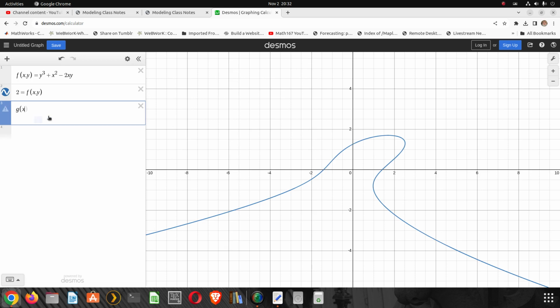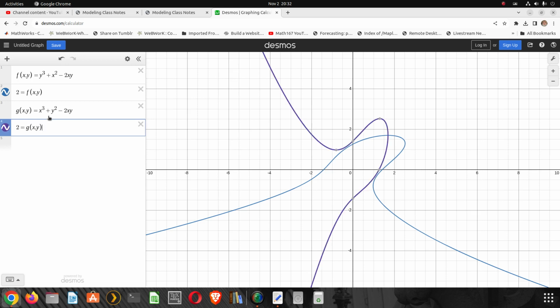If we reverse the x and y, making this x cubed plus y squared minus 2xy, and then we make 2 equal g of x, y, you see that you actually get the inverse function. Good.